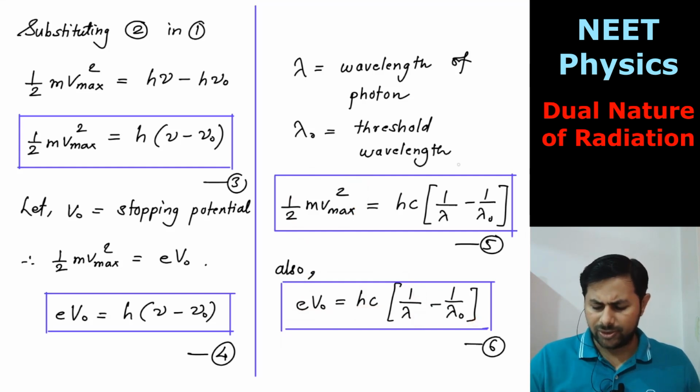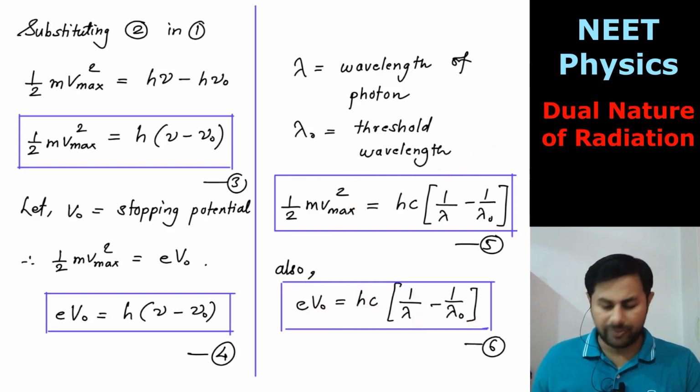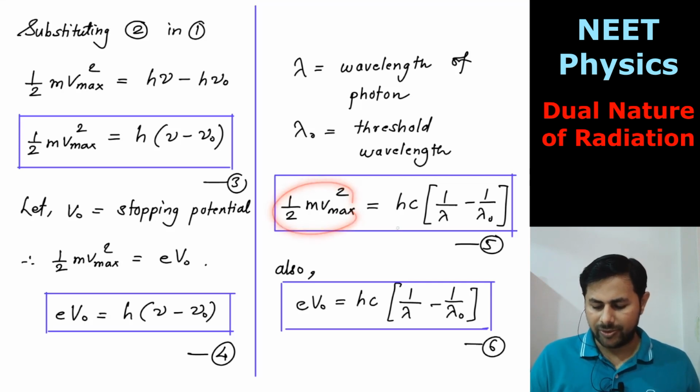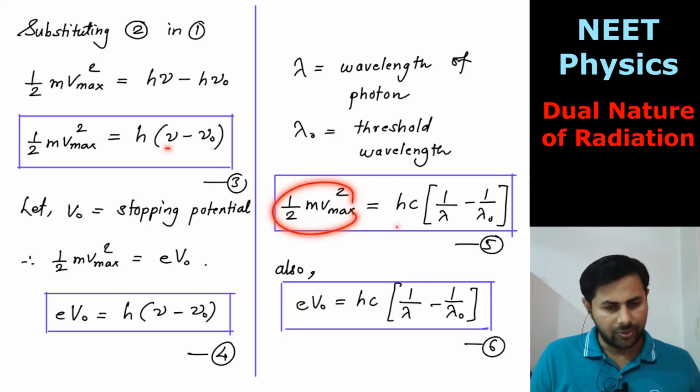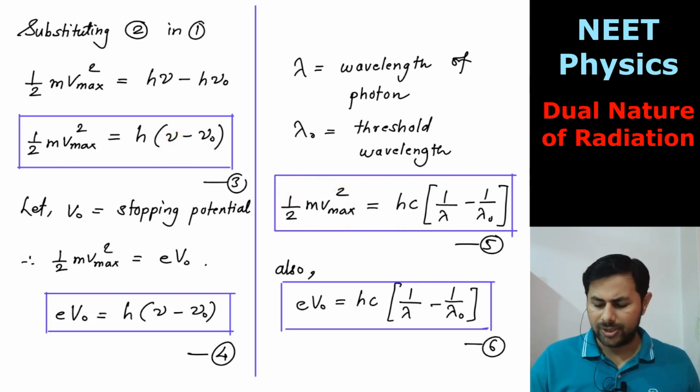So now you don't need to separately remember these equations, right? Because this is very clear. Half of m v max square is equal to h times nu minus nu naught. So nu can be written as what? c by lambda. There is no problem. This is another form of the same equation.